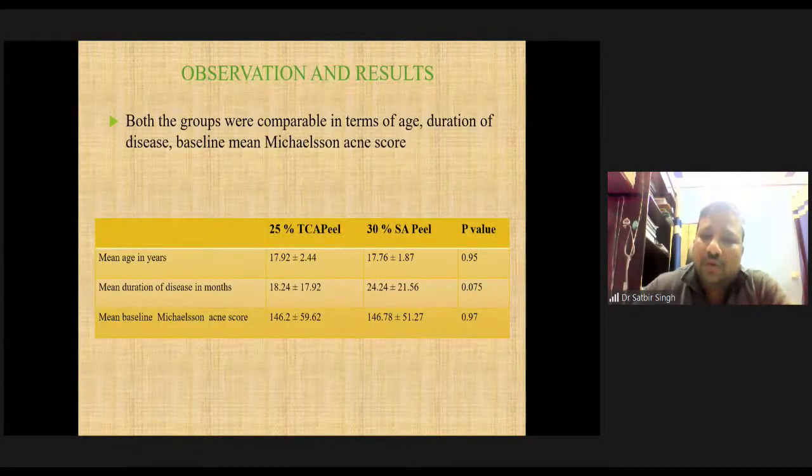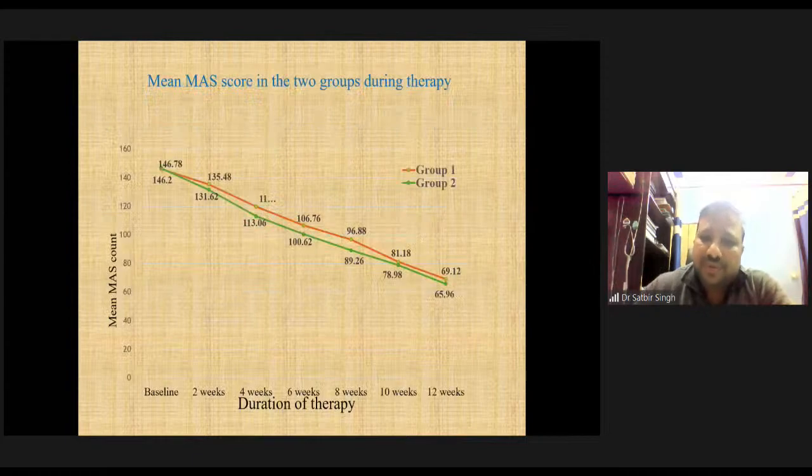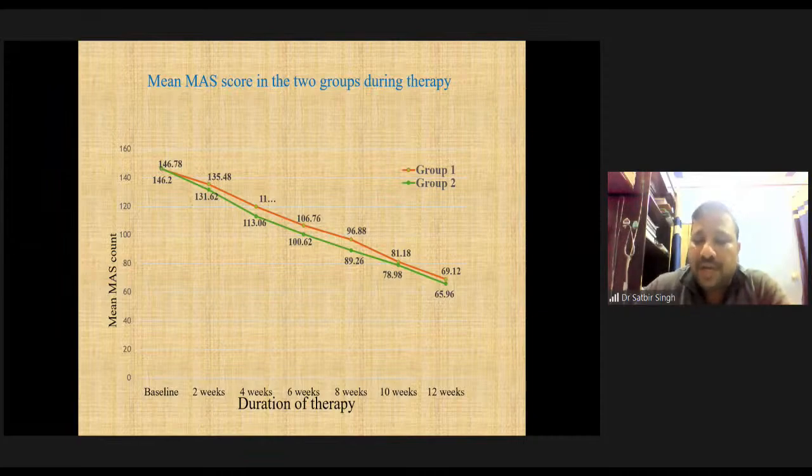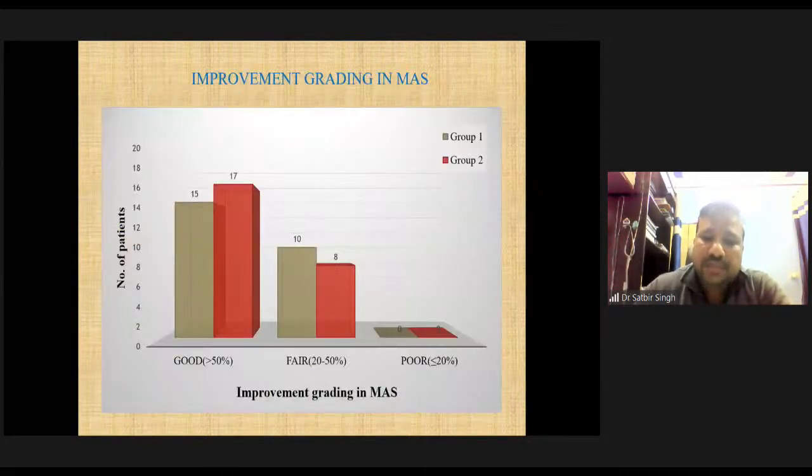Observations: both groups were comparable in terms of age, duration of disease, and baseline mean Michelson score. Mean Michelson acne scores decreased from 146.78 to 69.12 in group 1 and 146.2 to 65.96 in group 2, and the difference between the groups is statistically not significant. Improvement was good and fair in both groups, no patient had poor improvement, and the difference between both groups is statistically not significant.